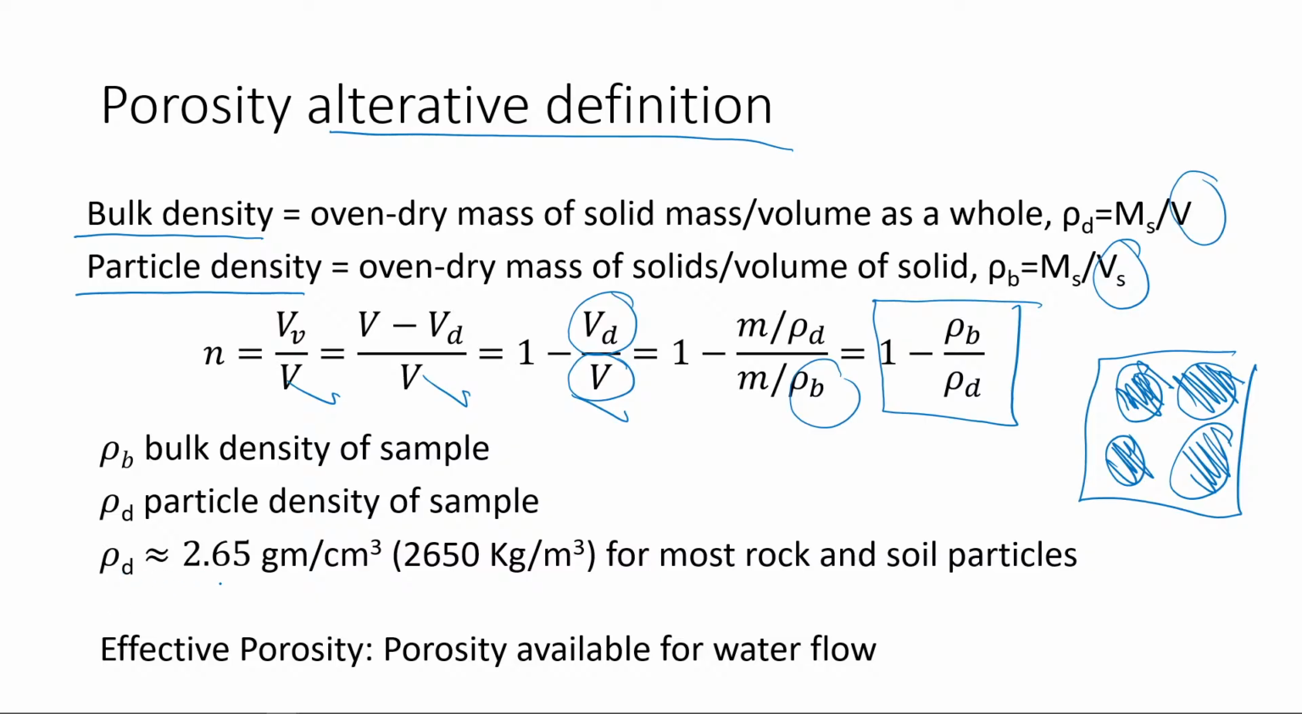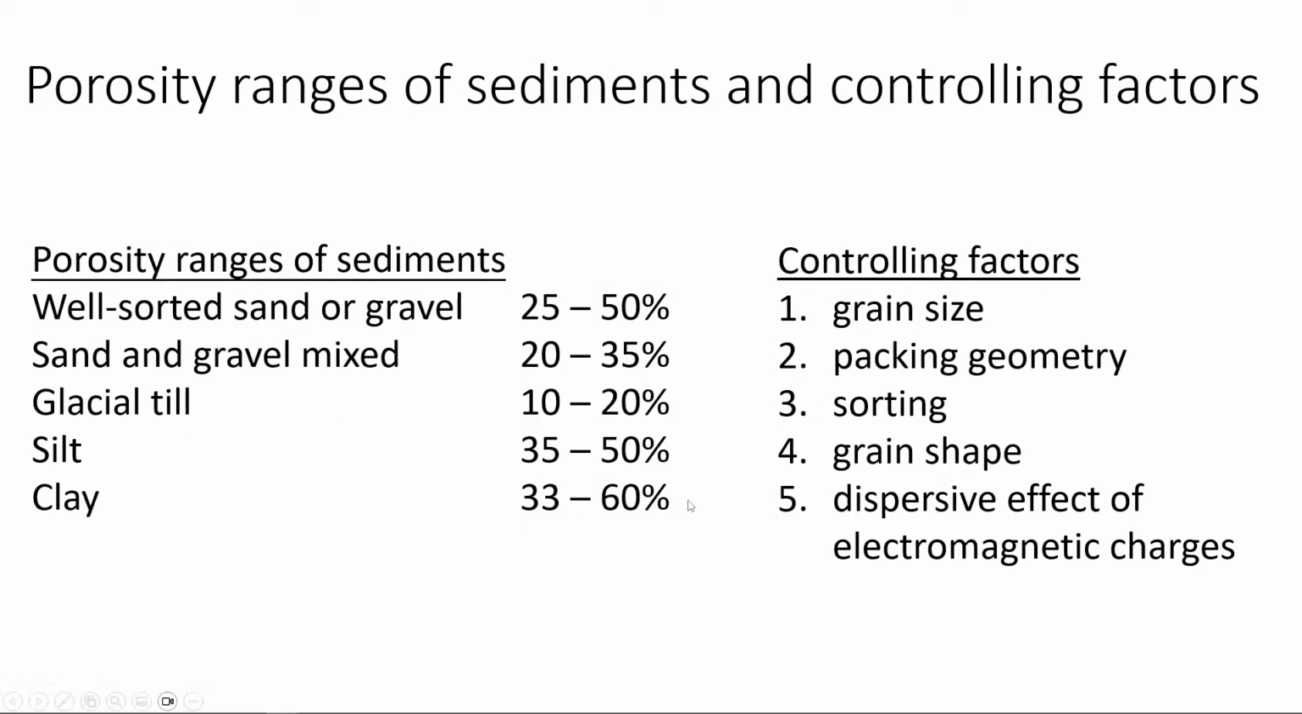The bulk density, for those who study contaminant transport, I think you must know this number or you memorize this number. So for most rock and solid particle, the bulk density is like 2.65 gram per centimeter cube. Yeah? And again, remember effective porosity available for water. Okay. So let's go next.